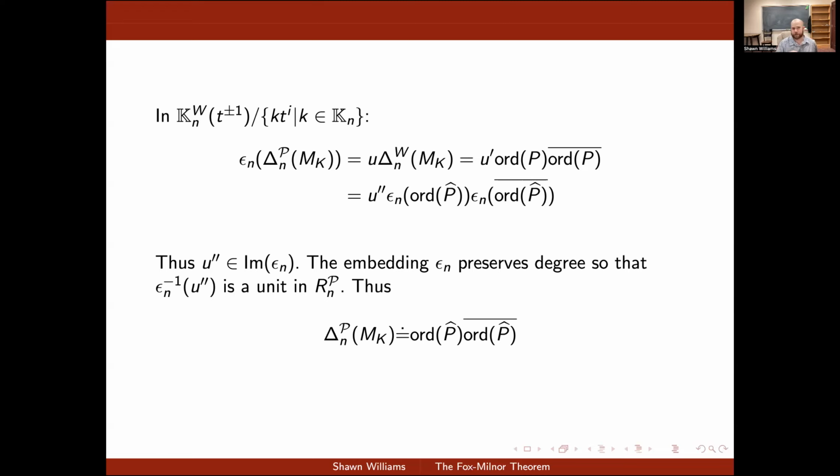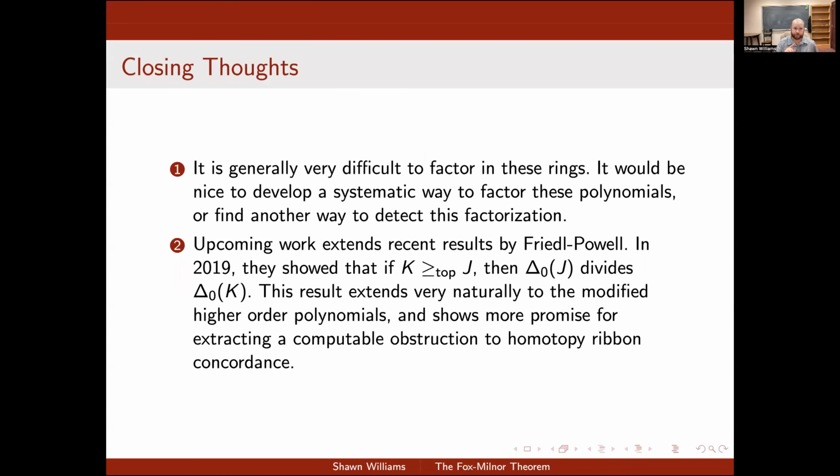So before I end the video, there are a couple things that I want to say. So first, it's really difficult to factor in these rings. Skew polynomial rings are a beast. Factorization is very difficult, even when you know that there's a factor there. And in some polynomials I worked with, I know there's a certain factor there. Finding it is almost impossible. So what I would like to do, or what I would like to see done, is to develop a systematic way to factor these polynomials.